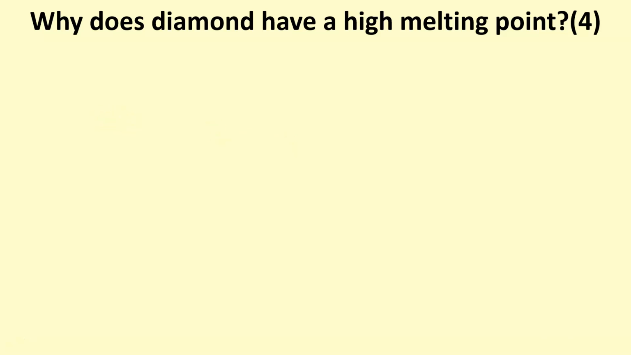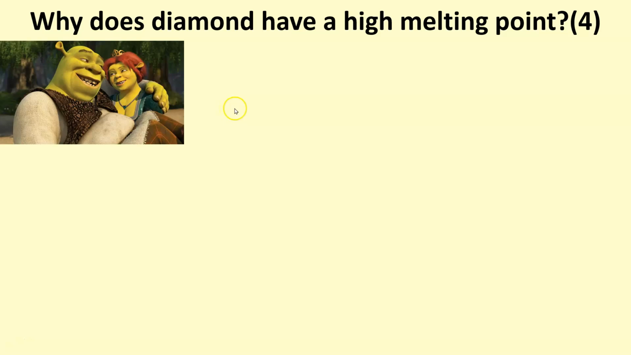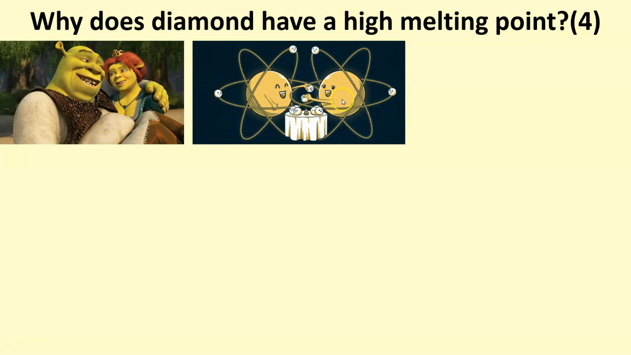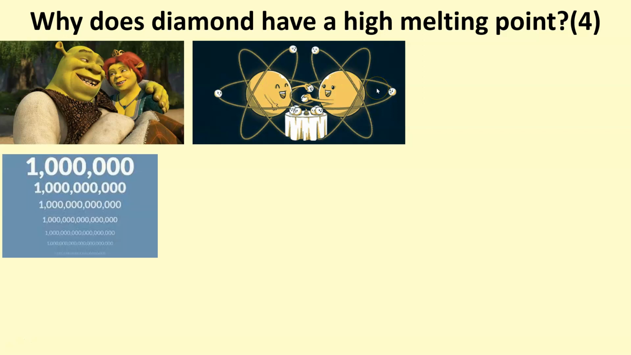Why does diamond have a high melting point? Pause the video, see if you can answer the question, and then continue. If you're not sure, I'll show you a series of images which will hopefully help you. So the first one is a picture of Shrek, and what is he? This is a diagram trying to represent a type of bonding. You can see a shared pair of electrons here, and obviously the attraction is between a shared pair of electrons and the bonded atoms' nuclei. This is a very large number.